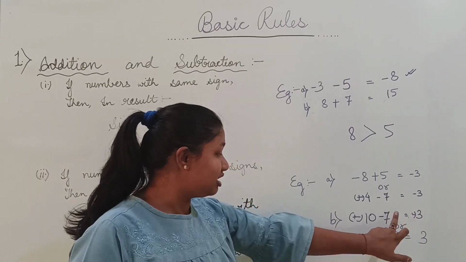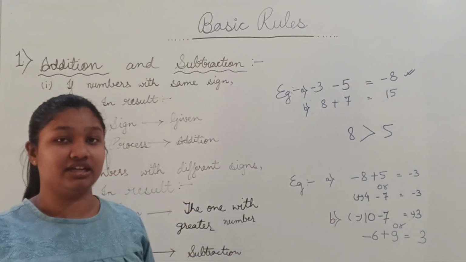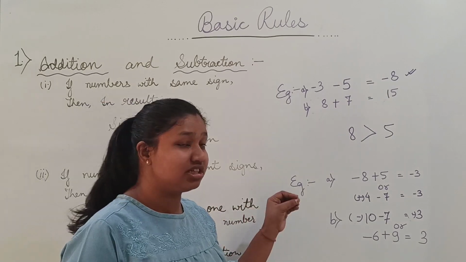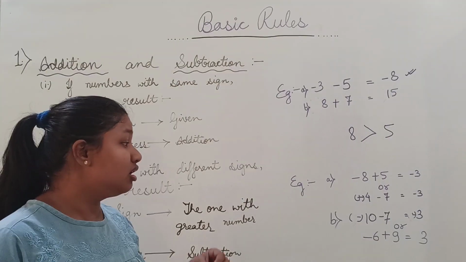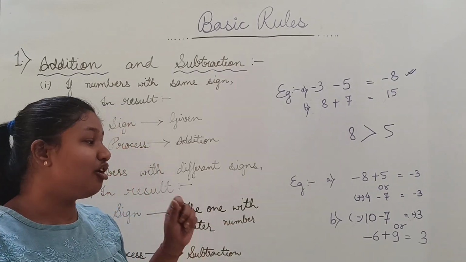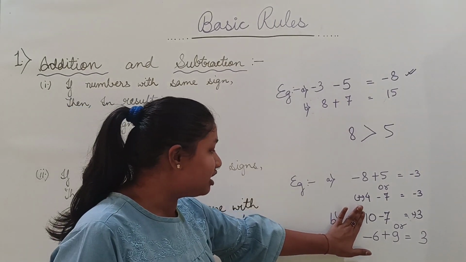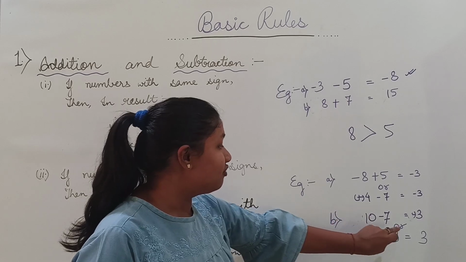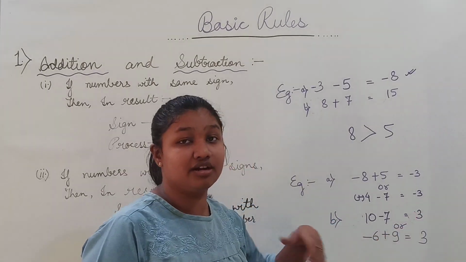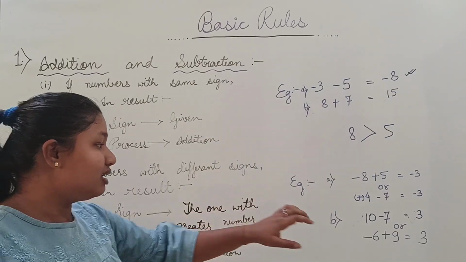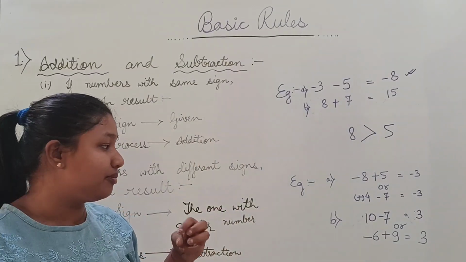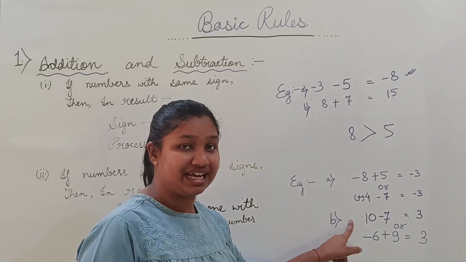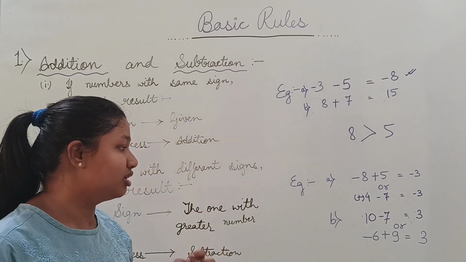This positive or this positive doesn't need to be written. I have written it just for indication, as we already know the basic rule, another basic rule actually of mathematics, that if there is no symbol written before a number which is single like this or at the start, then the positive symbol is already implied there. It has to be assumed.